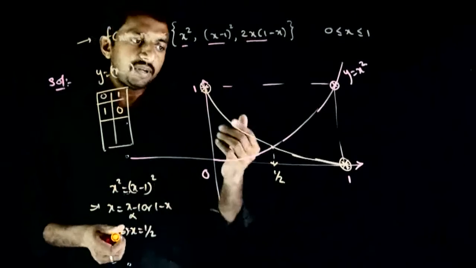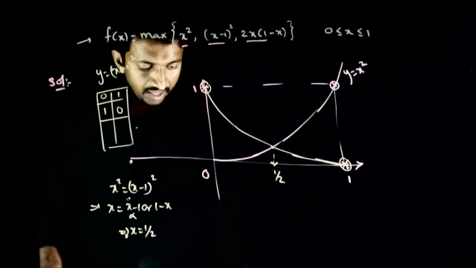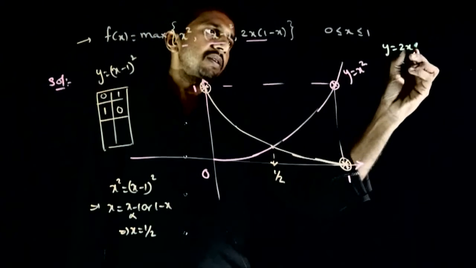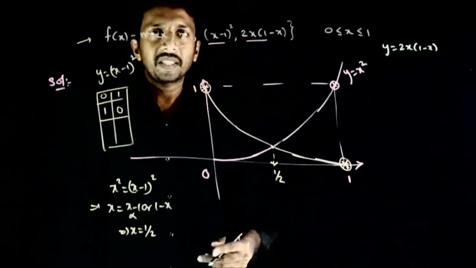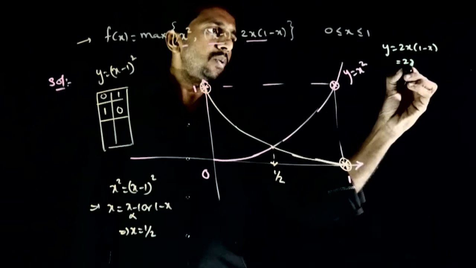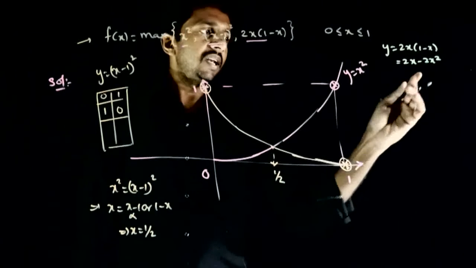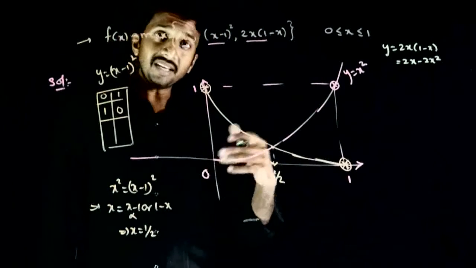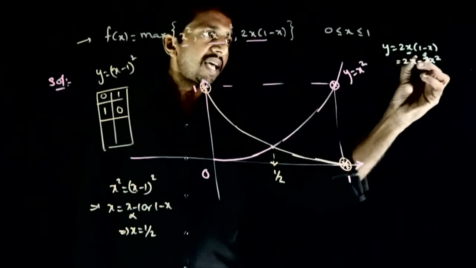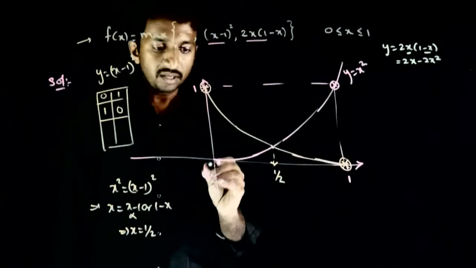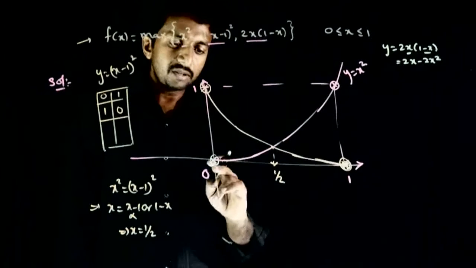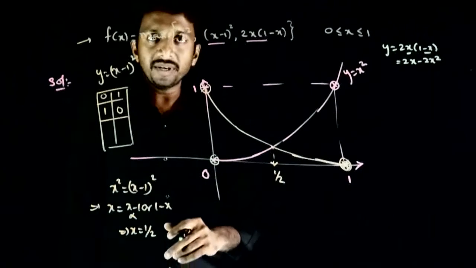ठीक है. अब लेट मी ड्रॉ द थर्ड कर्व. थर्ड कर्व इज y is equal to 2x(1−x). So this is also a quadratic function. But आप देखा तो 2x−2x², the leading coefficient is negative. So this is a reverse parabola. It's an inverted parabola. And what are the roots of this? x equal to 0 and x equal to 1. x equal to 0 पे 0 हो रहे, x equal to 1 पे 0 हो रहे. So this curve passes through these 2 points.